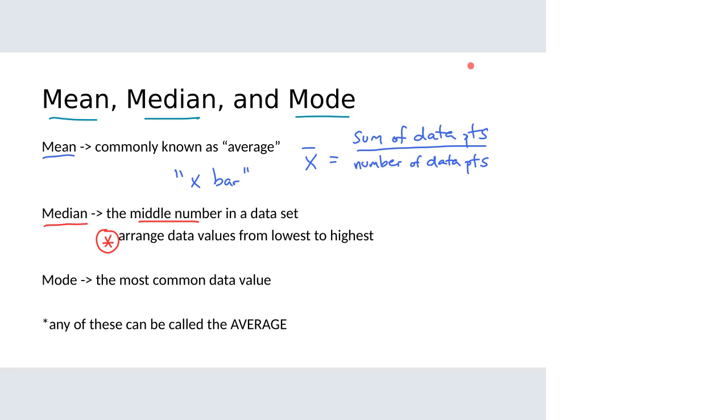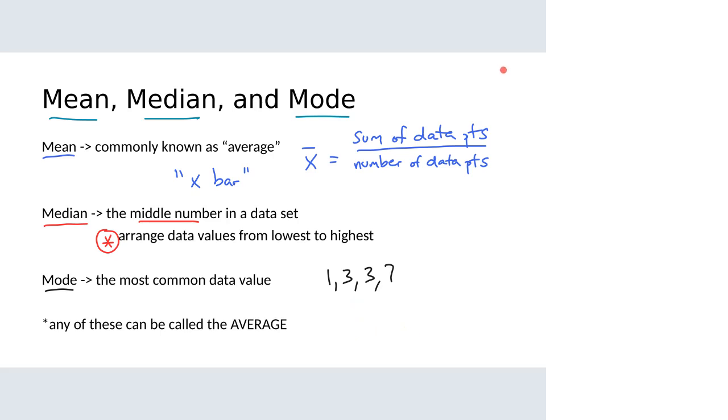Finally, we have the mode. The mode is the most common data value. So for example, if we have a data set that's 1, 3, 3, 7, the data point that occurs the most often in there is that 3. And so the mode for this data set would be 3, because it occurs more than any other data point in that data set.